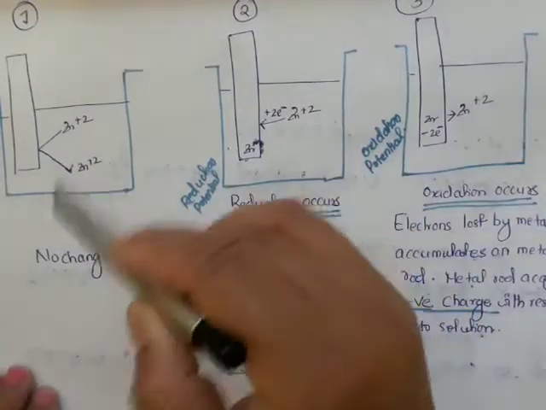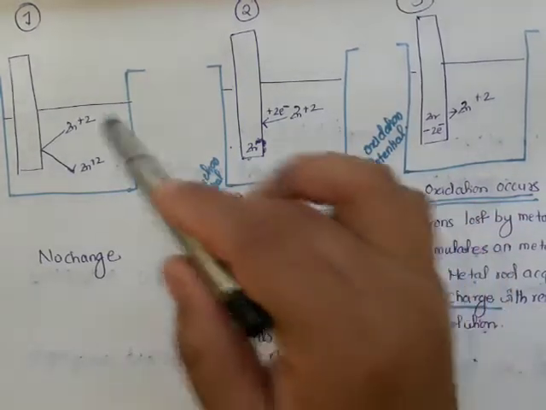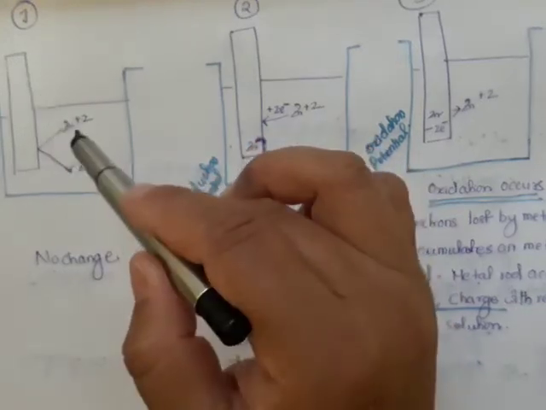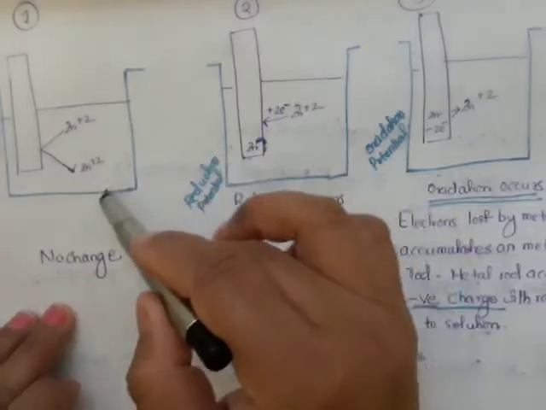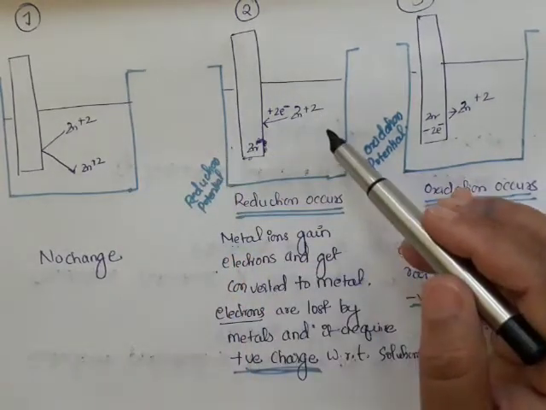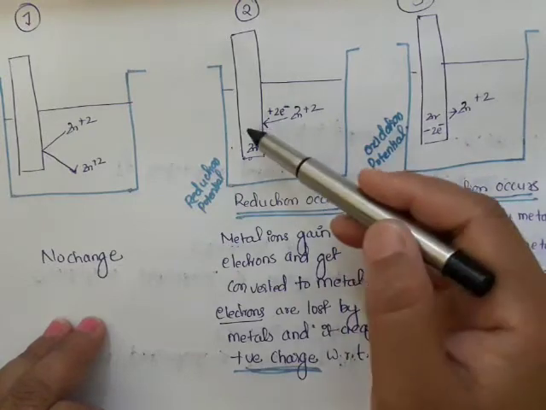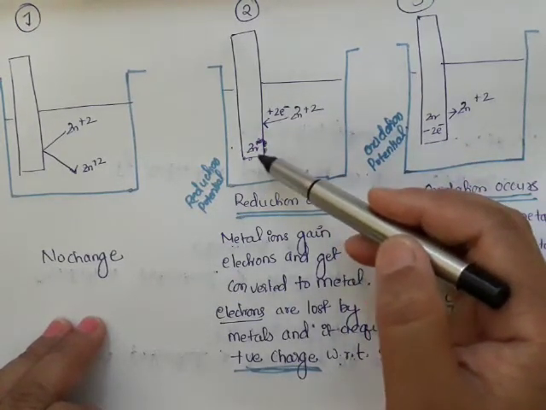Whenever a metal is dipped into a solution, there arise three possibilities. I'm taking the example of a zinc rod immersed in zinc sulfate solution. In the first case, a zinc ion collides with the metal and bounces back without any change. In the second case, a zinc ion from the solution collides with the metal rod, gains electrons from it and gets converted, or reduced, to zinc.